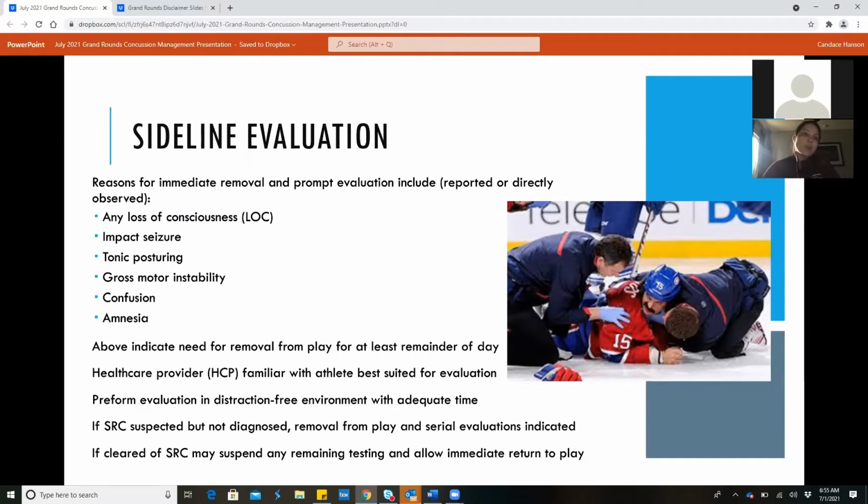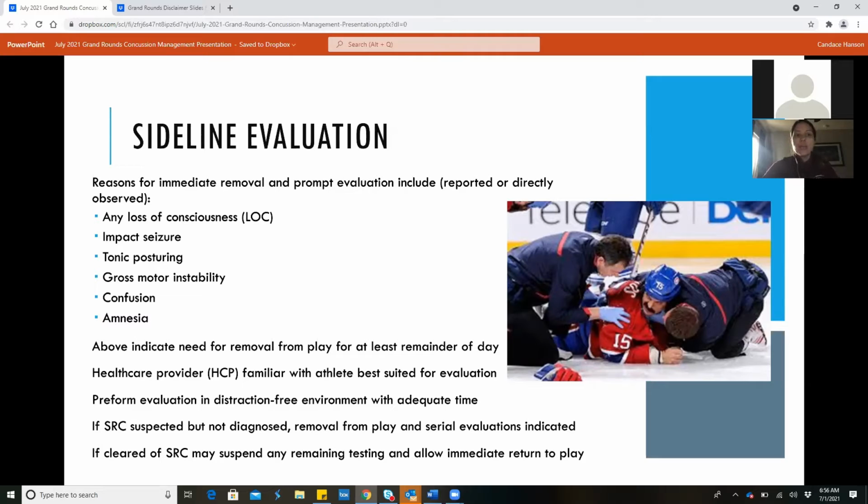Any healthcare provider familiar with the athlete is best suited for evaluation, but obviously we don't always have the benefit of knowing all of our athletes ahead of time. Evaluations should be performed in a distraction-free environment with adequate time. So obviously some sports don't allow us to really have adequate time. Soccer, particularly, if an athlete comes out, they're out, they can't go back in. And depending on what level you're taking care of soccer players at, that can be true just for a half, or it can be true for the whole game. And so definitely it's delightful to be covering soccer and having a coach yelling at me for every second that I'm trying to figure out if an athlete has a concussion or not on the sideline.